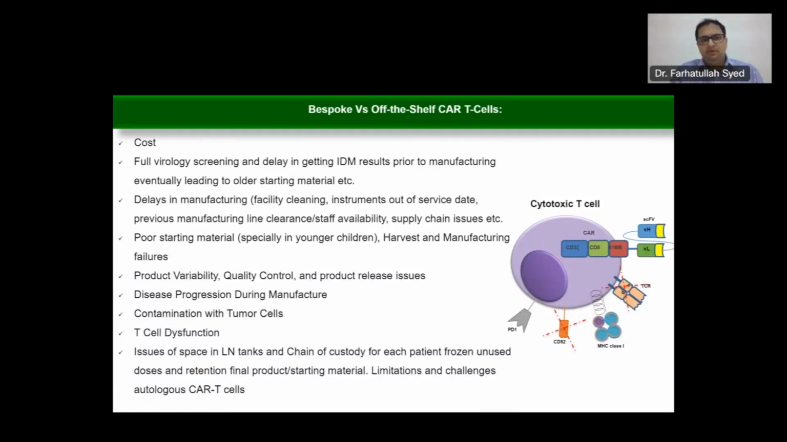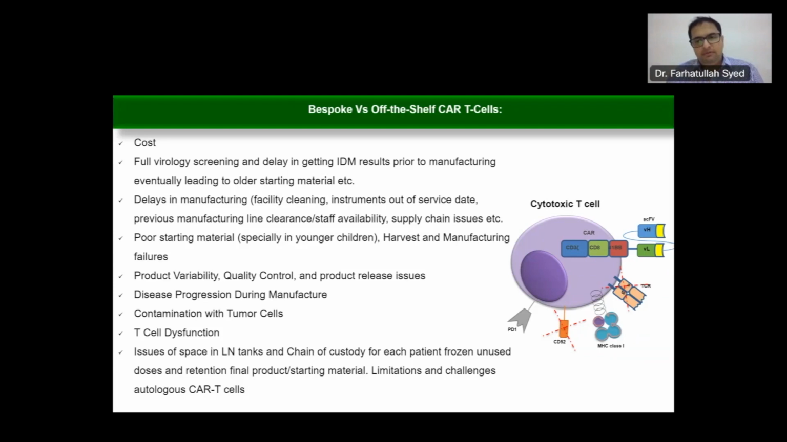So just briefly, I want to introduce why we need off-the-shelf CAR T cells compared to bespoke and autologous CAR T cells, because of the cost, and there are multiple reasons, like full virology screening not being available, and the patient manufacturing can fail multiple times. Other things are product viability and quality control. I listed whatever we faced in phase 1 clinical trials. From my experience, I have listed all the points here which will be overcome by off-the-shelf CAR T cells.